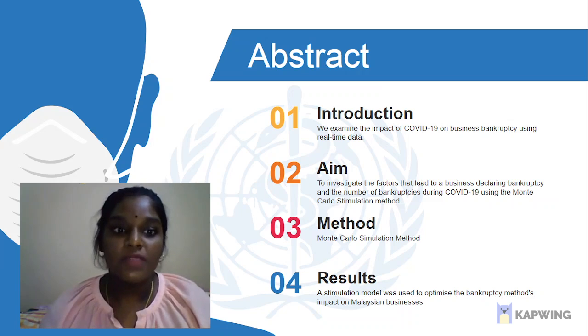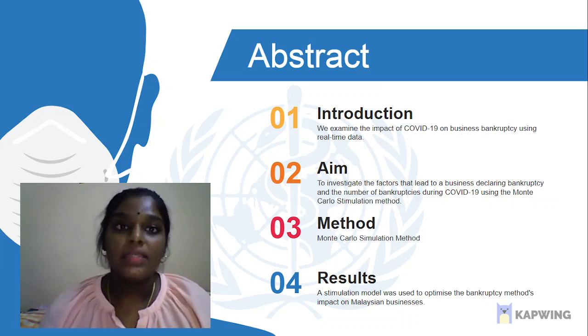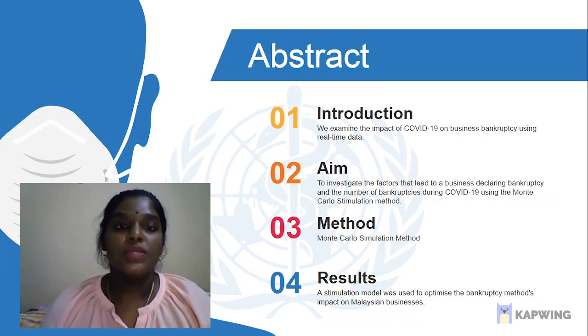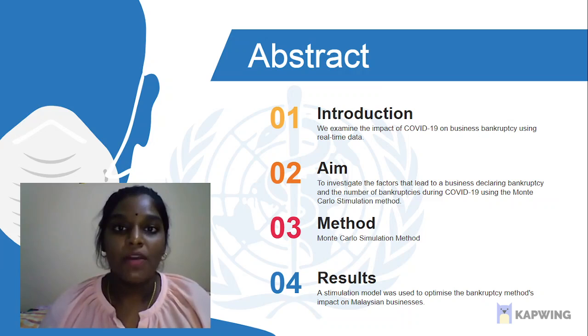The objective of this paper is to study the factors of businesses declaring bankruptcy and to investigate the number of bankruptcies during COVID-19 using the Monte Carlo simulation method. As a result, a simulation model was used to optimize the bankruptcy method's impact on Malaysian businesses.